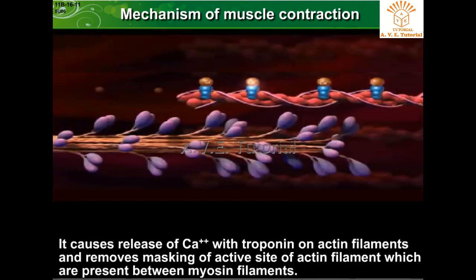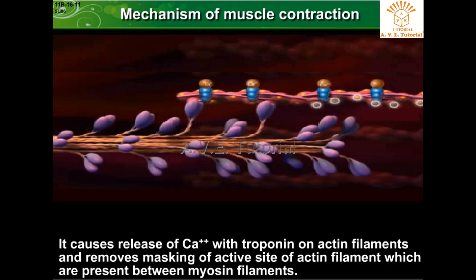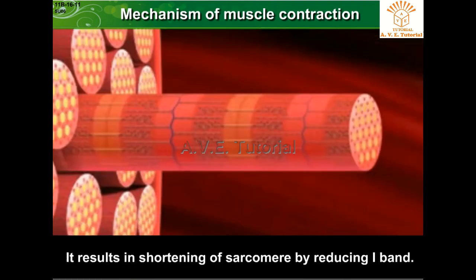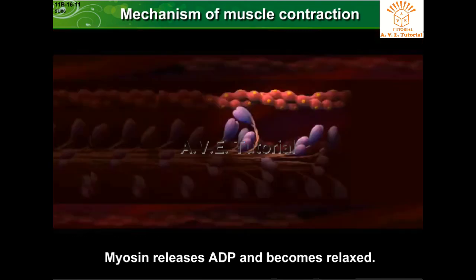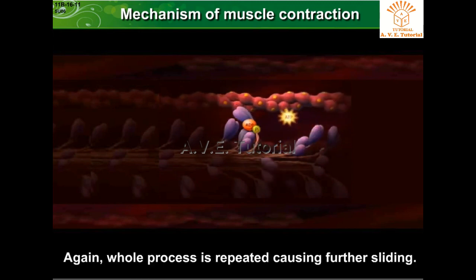It causes release of Ca2+, which binds with troponin on the actin filaments and removes the masking of the active site of the actin filament between myosin filaments. It results in shortening of the sarcomere by reducing the I-band. Myosin releases ADP and becomes relaxed. Again, the whole process is repeated, causing further sliding.